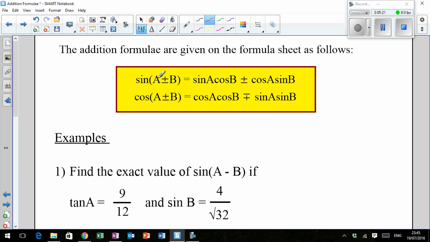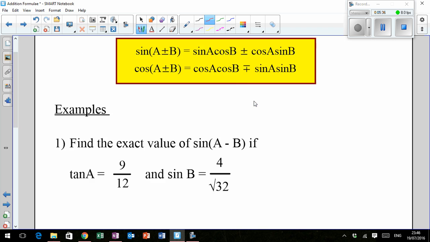Notice your plus minus means that if you've got a plus b, then that one here matches up. So a plus b will be plus, a minus b will be minus, but in the cos one, it's the other way around. So if you have plus in there, it has to be negative here, and if you have negative here, it has to be plus.